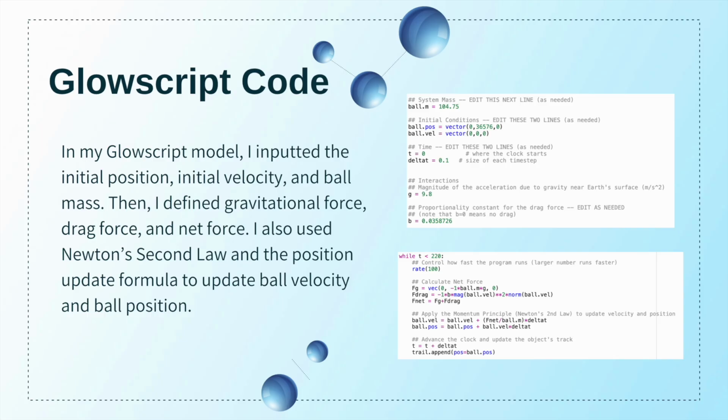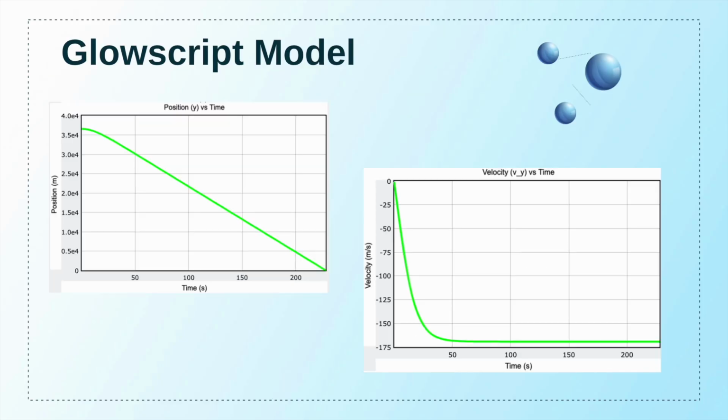In my GlowScript model, I inputted the initial position, initial velocity, and ball mass. Then, I defined gravitational force, drag force, and net force. I also used Newton's second law and the position update formula to update the ball's velocity and ball's position. These are the graphs from the GlowScript model.